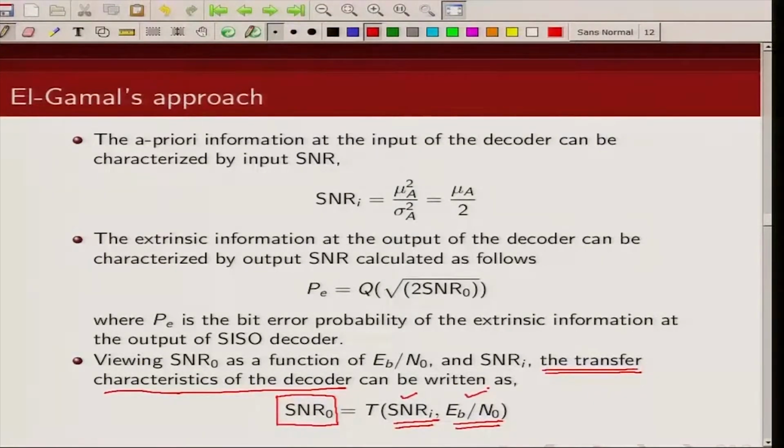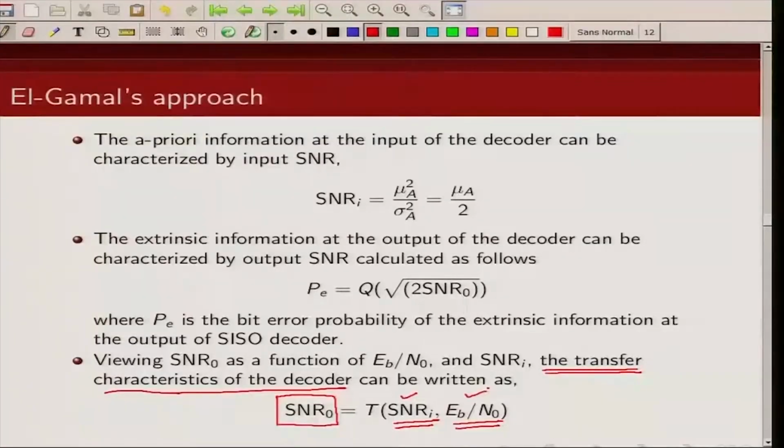So, this relation characterizes how my decoder will behave, because remember, with iteration your extrinsic information is changing as a function of the a priori value and the operating channel SNR. So, this transfer function will give me how this soft input soft output decoder will perform as a function of the a priori value and the channel operating SNR.